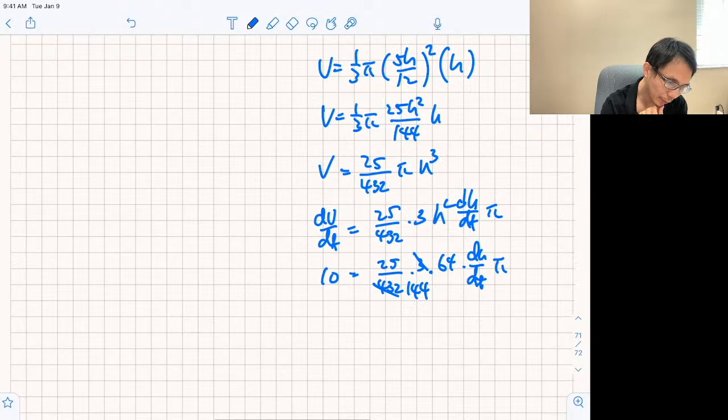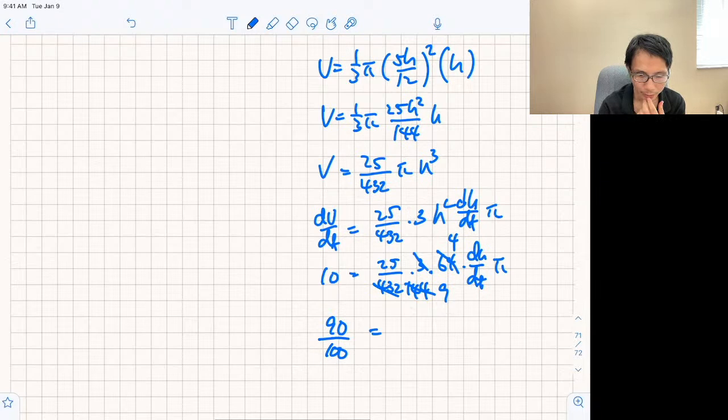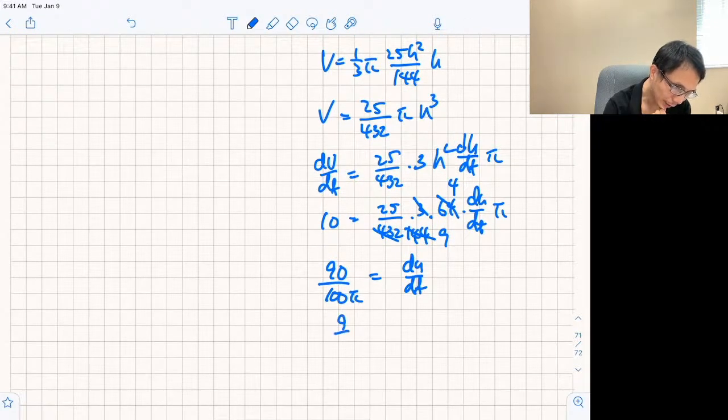And 64 and 144, I would say 16, or maybe more. 32? No, 32. No, 16. Right. This is a 4. This is a 9. Am I okay? Yeah, so it'd be 90 if I multiply 9 on both sides, over 100 is equal to, and then pi is on the bottom, right? So it'd be dh/dt, so it'd be 9 over 10 pi.